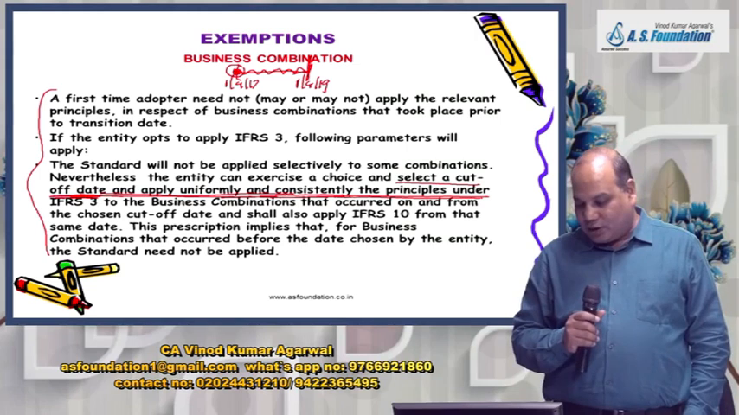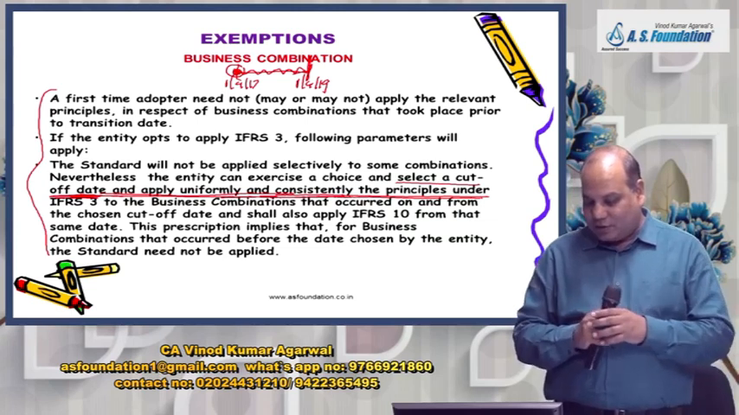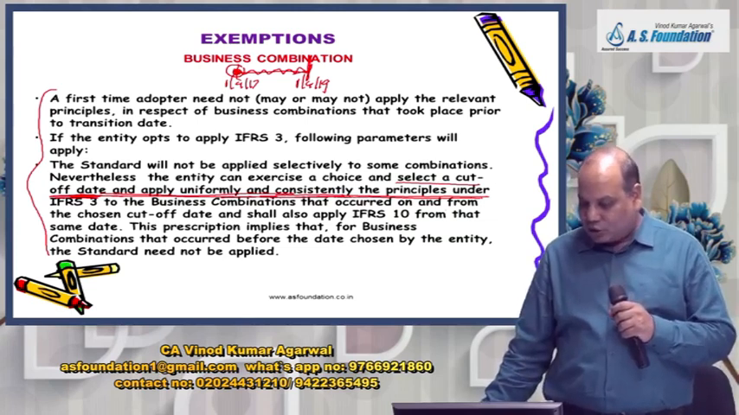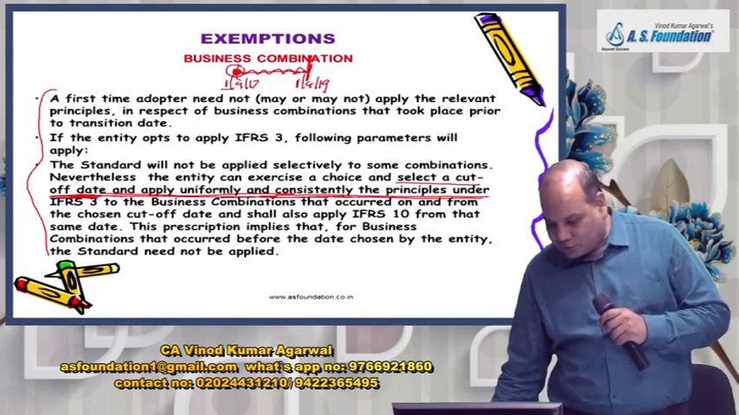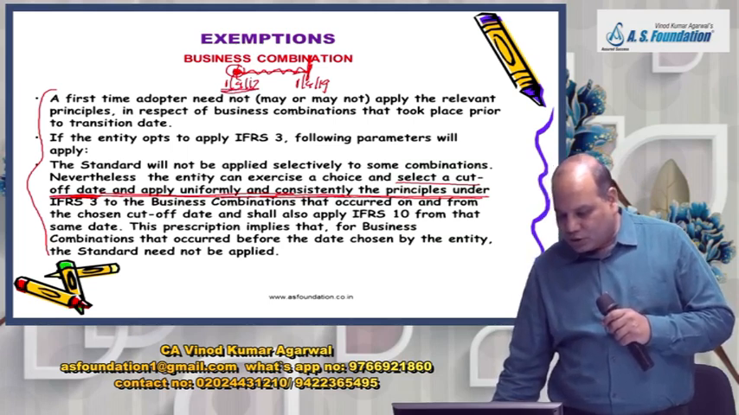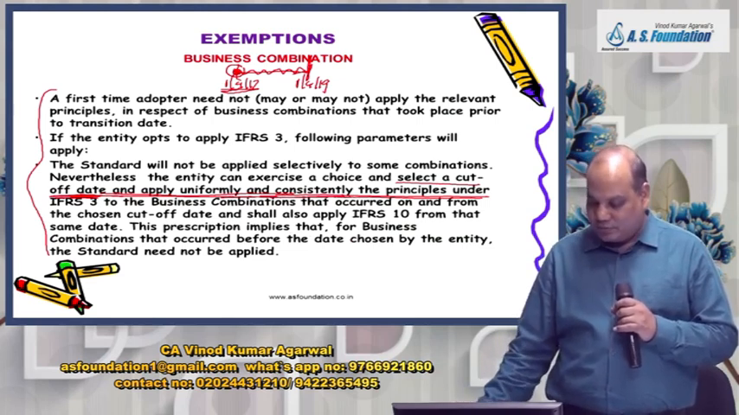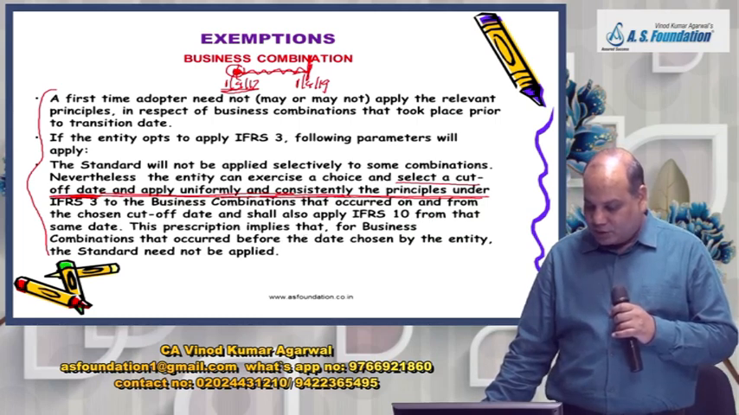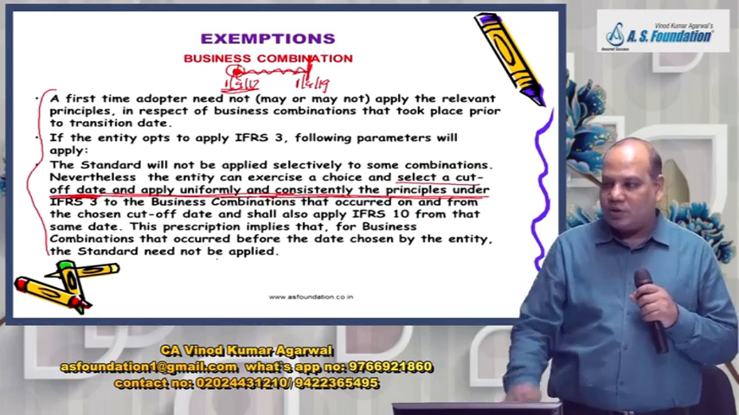And select a cutoff date and apply uniformly and consistently the principles under IFRS 3 to business combinations that occurred on and from the chosen cutoff date. On the screen at the top, we have chosen 1/4/17. So then all business combinations effected on or after this date, you have to apply business combination retrospectively and shall also apply IFRS 10 from the same date. And this principle implies that for business combinations effected before the date chosen by the entity, the standard need not be applied. So previous business combinations you can ignore.